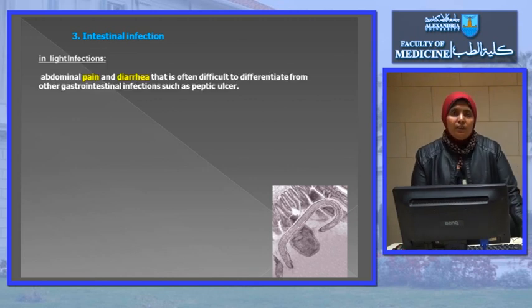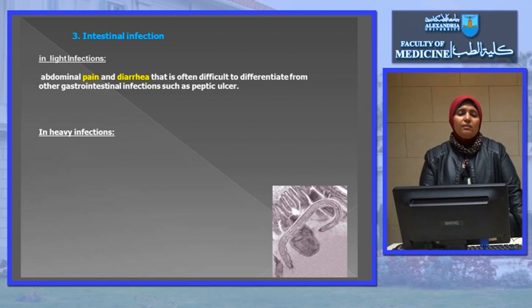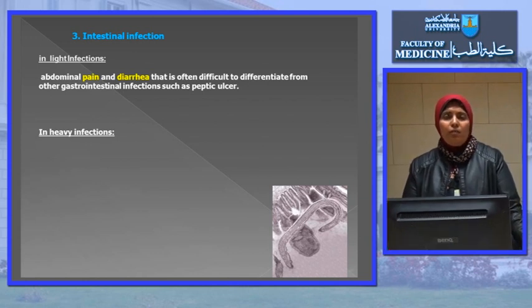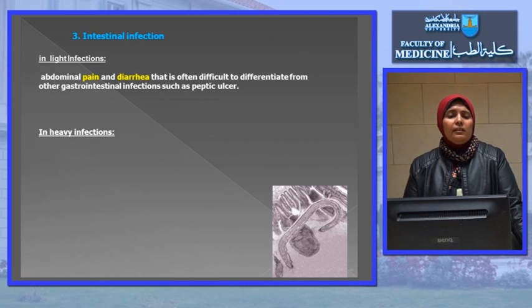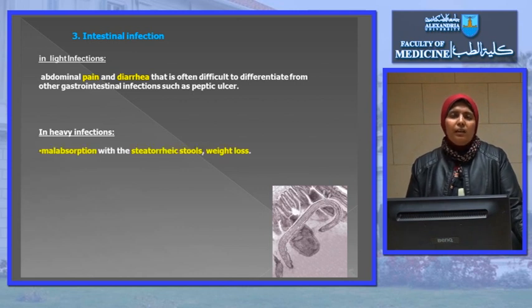Now we reach the final stage, which is the intestinal stage. And again, there are light infections where the number of infecting larvae is not huge. In light infections, the patient will just suffer from some abdominal pain and diarrhea, which will be non-specific in this case.